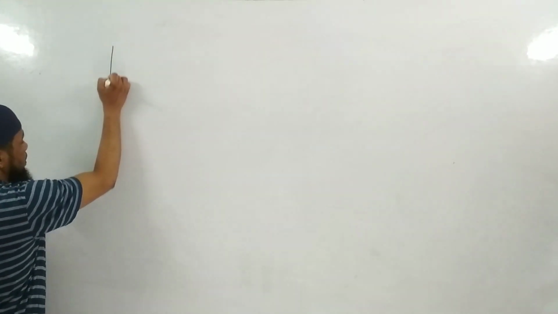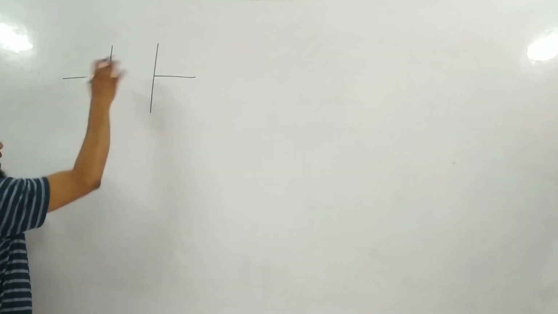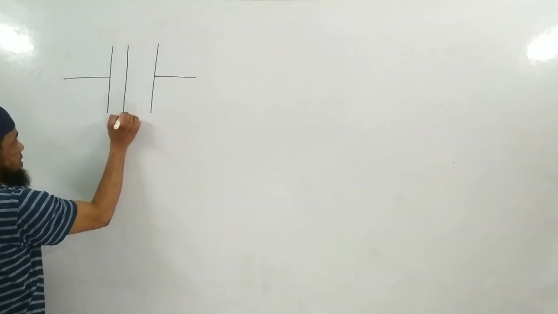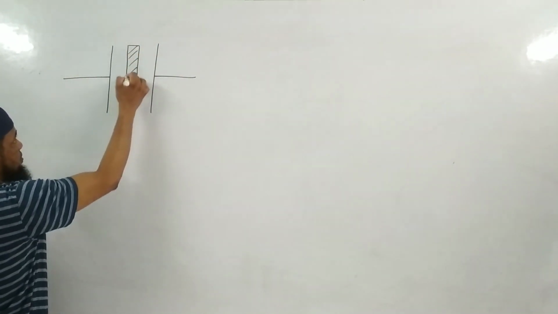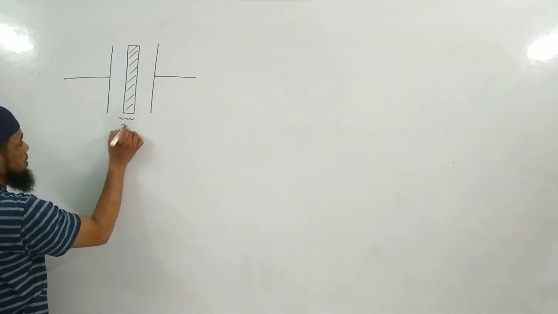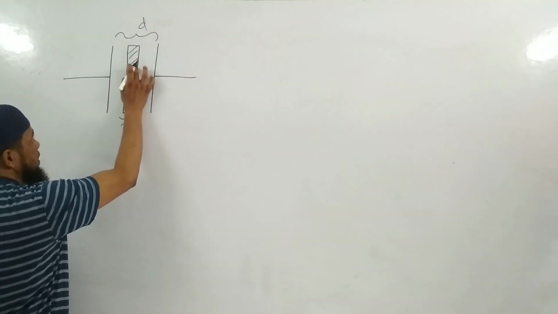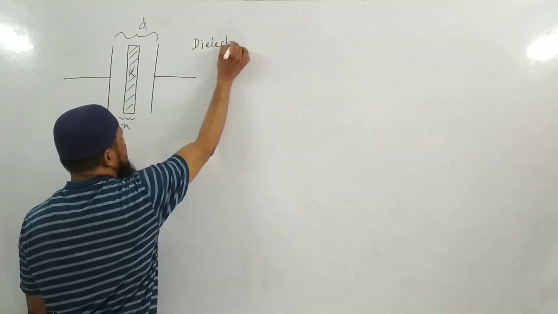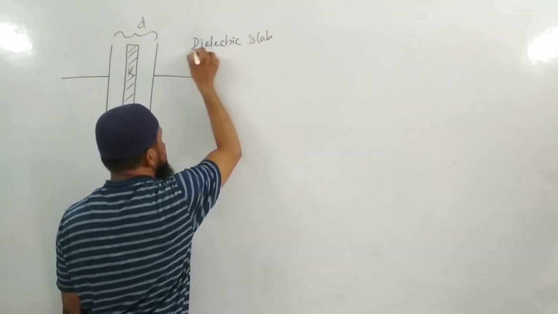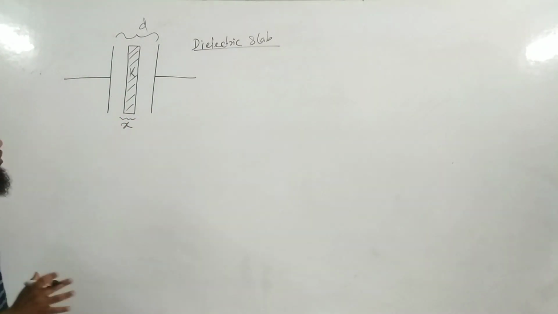Now let me discuss another situation. If we do not fill the entire region with dielectric, but instead use a dielectric slab of certain thickness X having dielectric constant K. What is this? A dielectric slab of dielectric constant K and thickness X is placed in between.